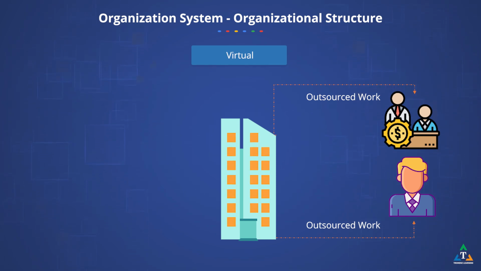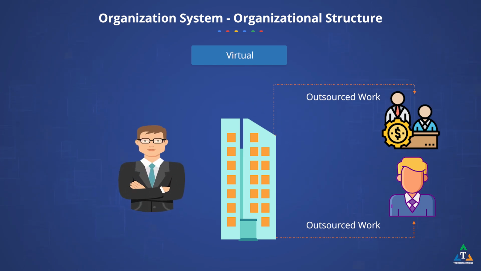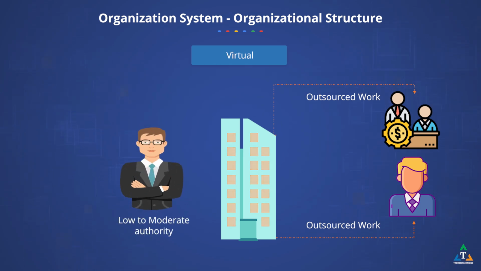In a network structure, the organization keeps its core business to itself while the rest of the processes are outsourced. Here, the project manager has a low to moderate authority. However, they have mixed control over the budget. They may or may not have a full-time team reporting to them.